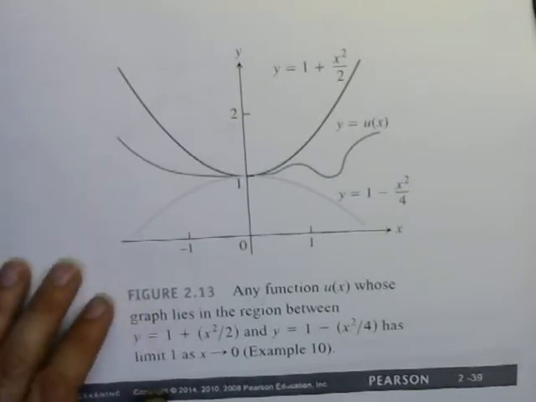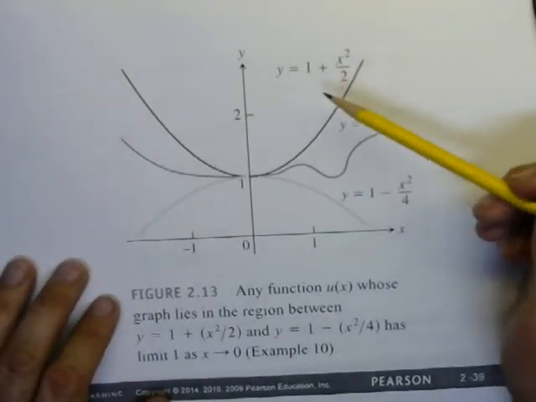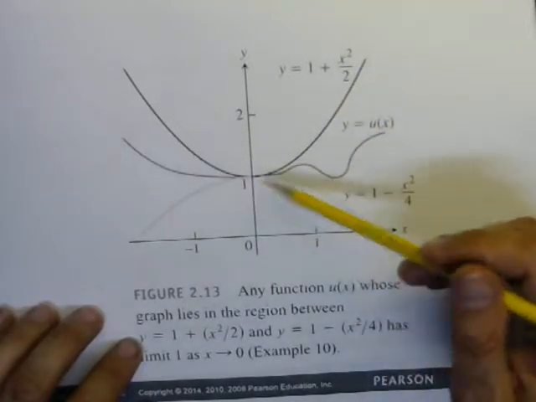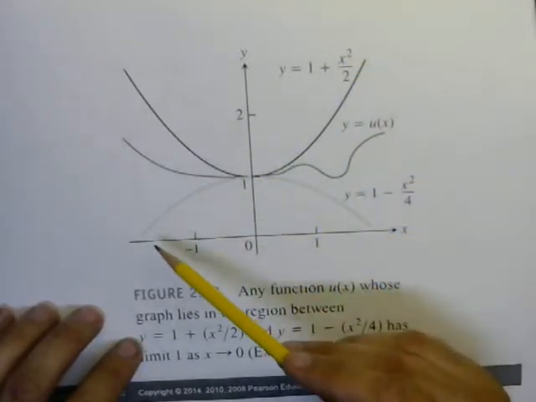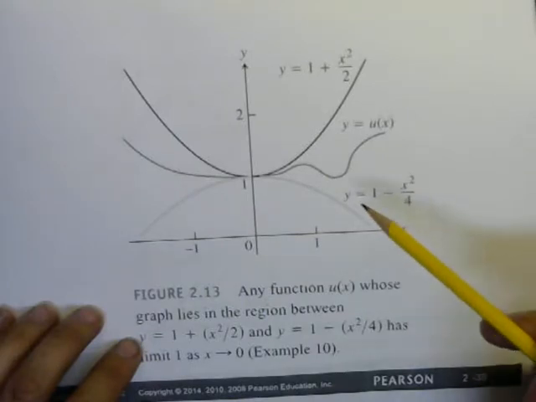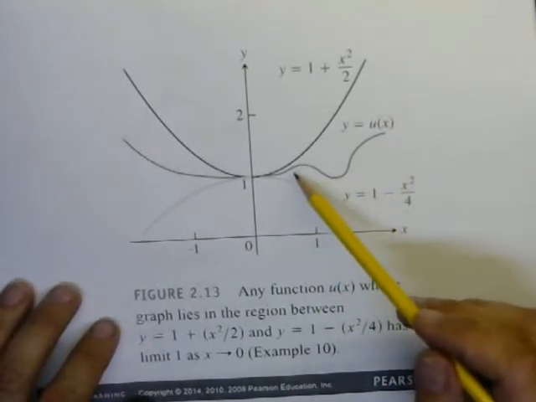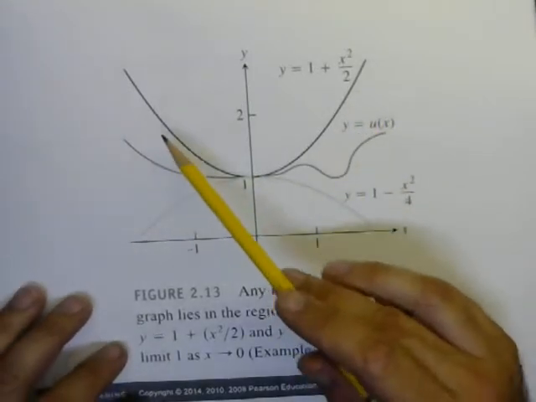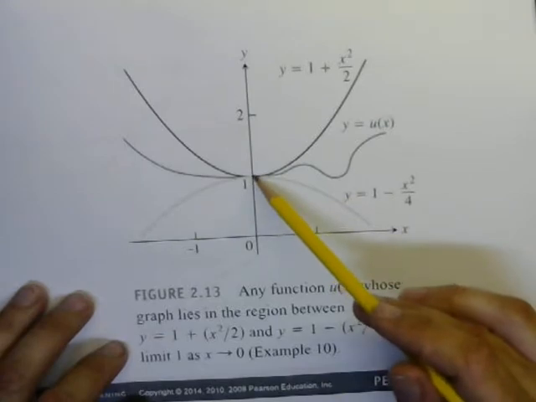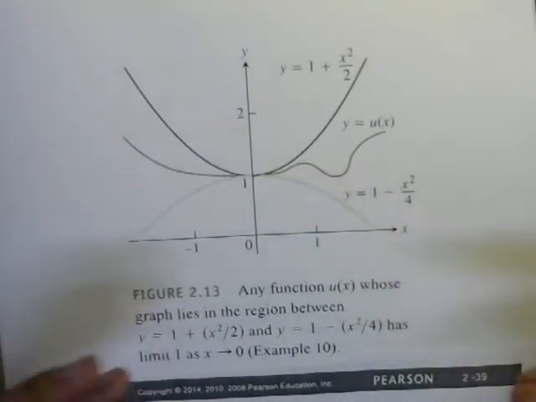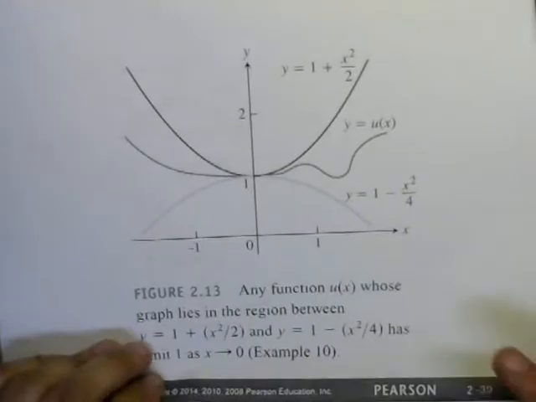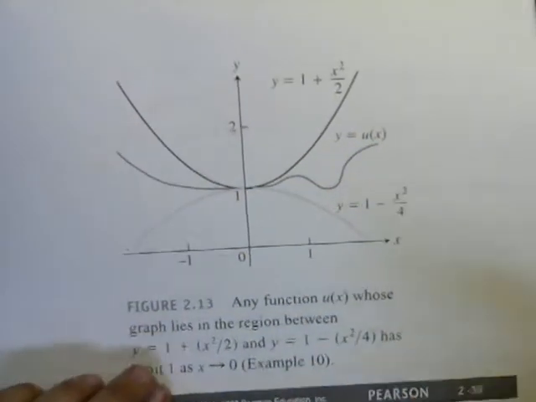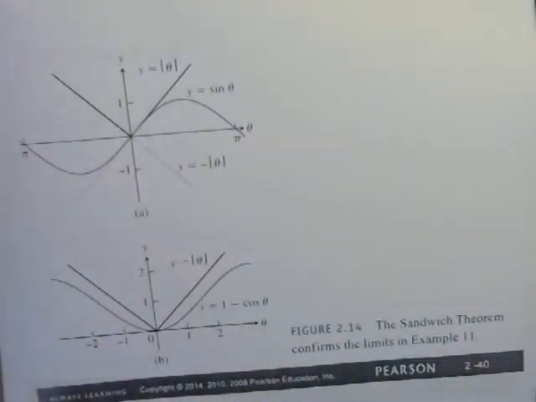But let's look at a specific example. So let's say I have some function u of x, we don't know what it is, but it's always sandwiched between this parabola 1 plus x squared over 2 and this other parabola 1 minus x squared over 4, and we want to know what is the limit of this function u as x approaches 0. Well, again, you can just look at the graphs and see, well, it looks like these two are approaching height 1, so u should also approach height 1. Now, these problems can get to be a little bit tricky if you're not given the upper and lower function. We'll maybe look at one of those, but here, let's look at some more examples.